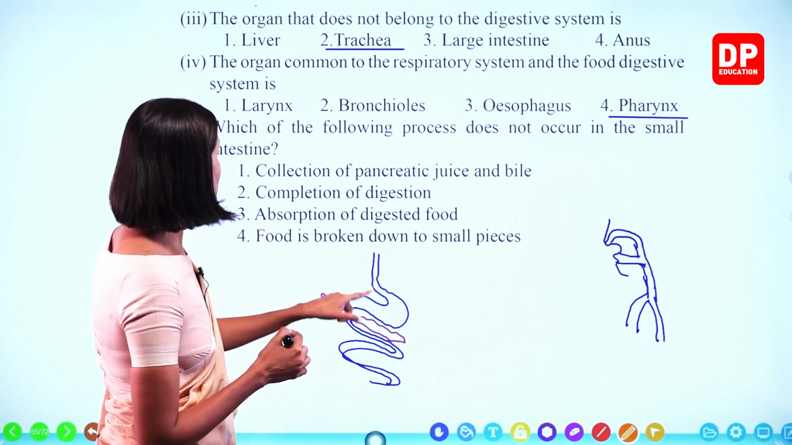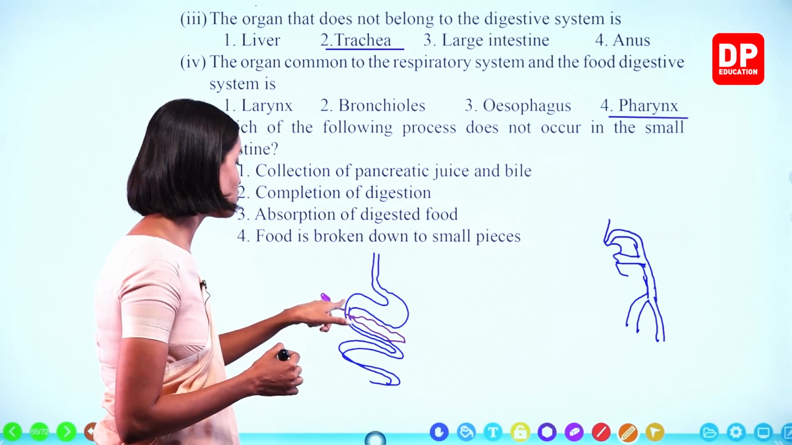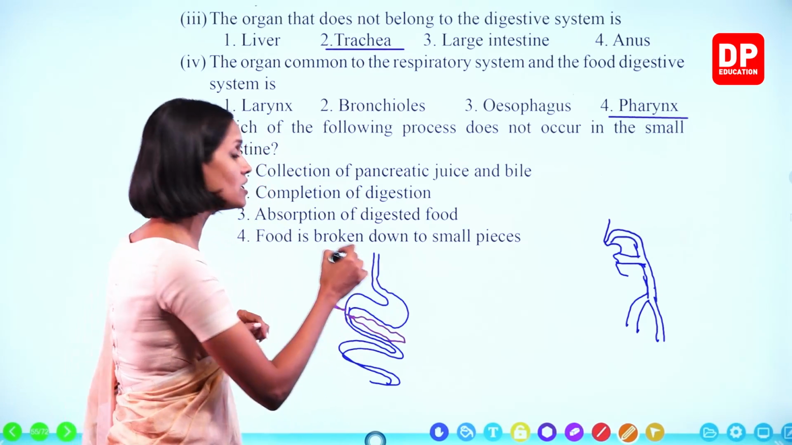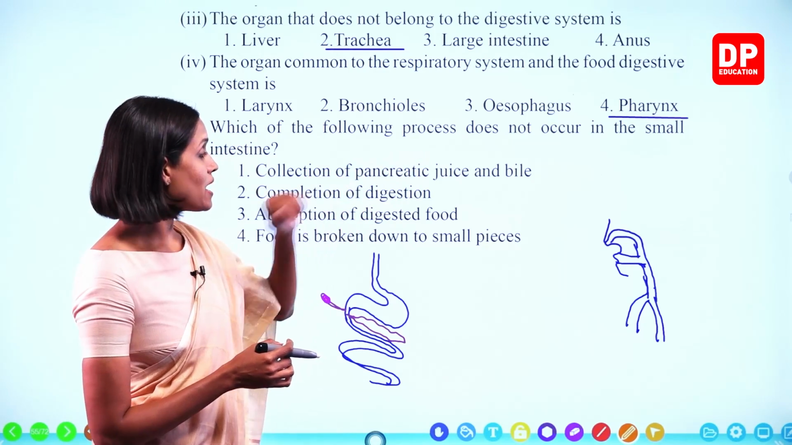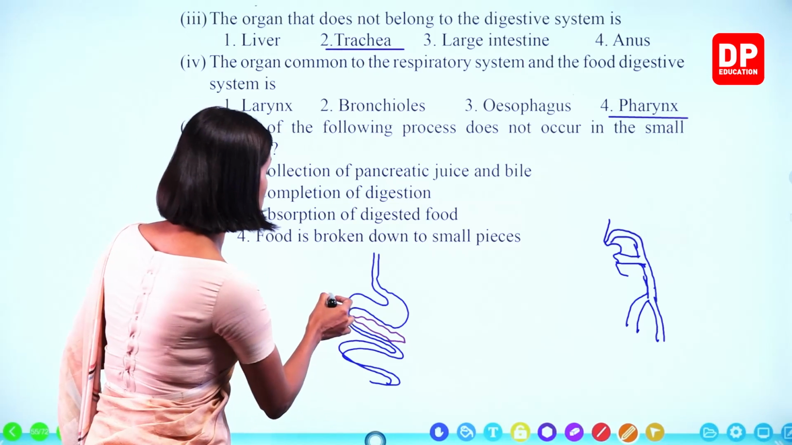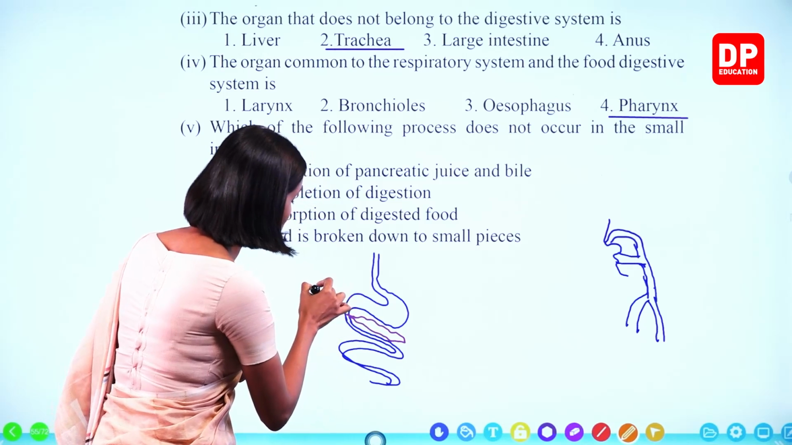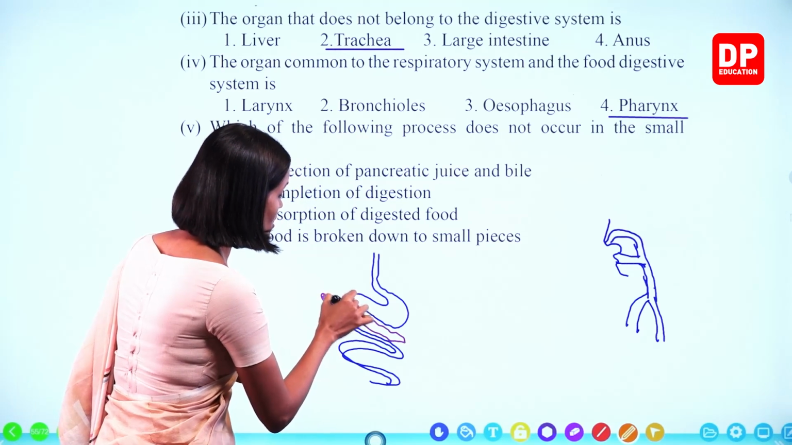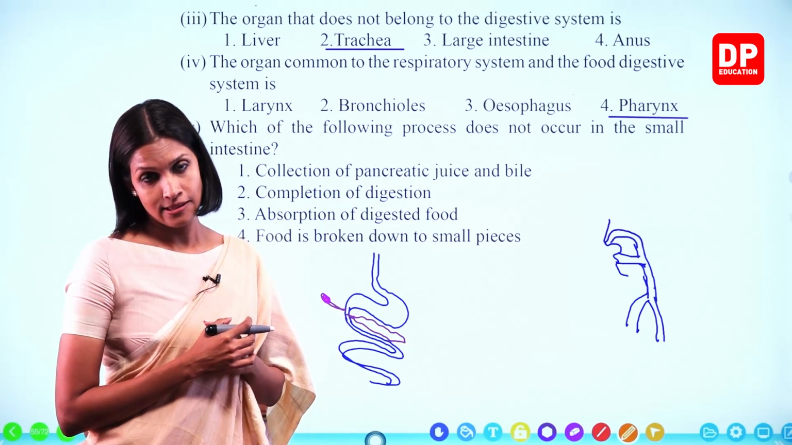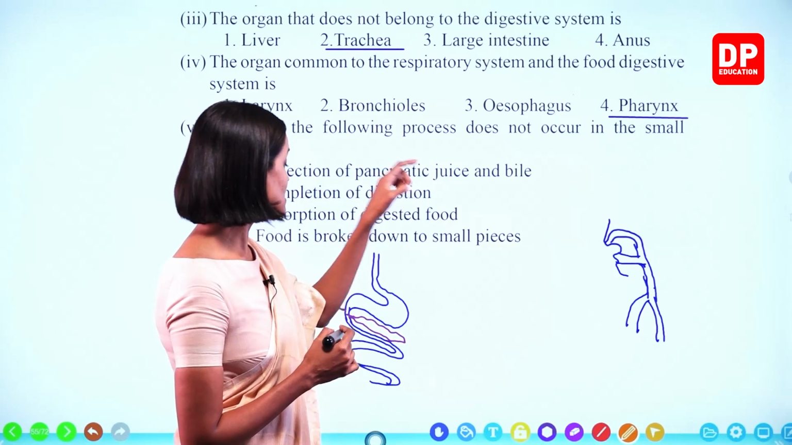So then, collection of pancreatic juice and bile. Pancreatic juice is added in the small intestine. That is true because the duodenum is the very first part of the small intestine. What about bile? Remember, bile is produced by the liver and it is stored in the gallbladder. Whenever food passes this place, the gallbladder adds bile to this place. Bile is very important for the digestion of fat and oil. Right, children? Therefore, collection of pancreatic juice and bile takes place.